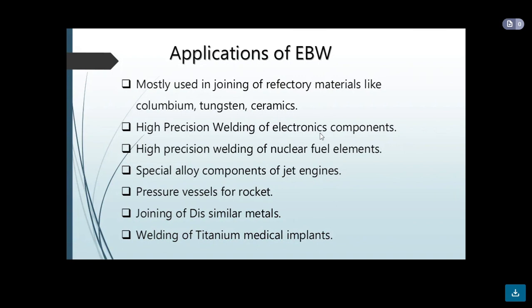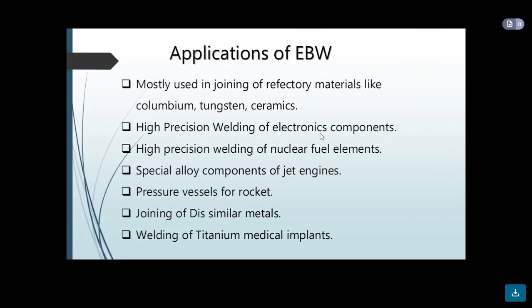High precision welding of the nuclear fuel element. Okay, means for the nuclear power plants also this welding is used. Special alloy components of the jet engine, means the special components or special alloys that are used for the jet engine can be easily joined by the electron beam welding. Pressure vessels of the rocket are welded by this electron beam welding. Joining of the dissimilar metals.